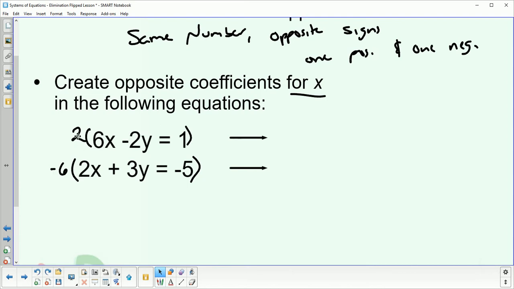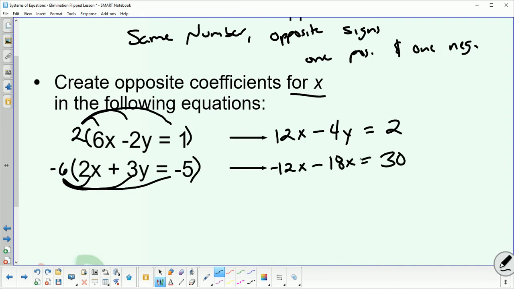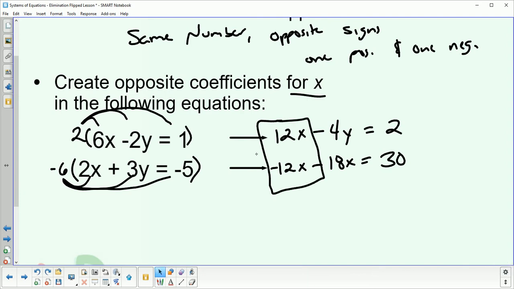Now we have to distribute. Multiplying each term by 2 gives us 12x minus 4y equals, on the other side, 2. We're distributing that 2 three times. Likewise, we're going to do the same exact thing and distribute that negative 6 three times. So we'd have negative 12x minus 18y equals, and now we get a positive 30, by multiplying that negative 6 by each piece. You'll notice now here we have opposite coefficients. They're the same number, but one's positive, one's negative.